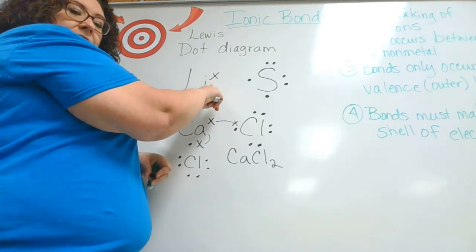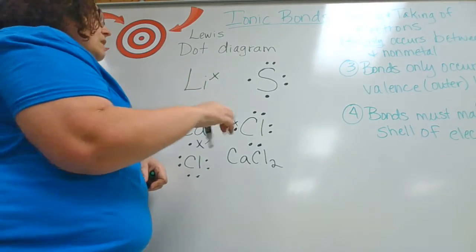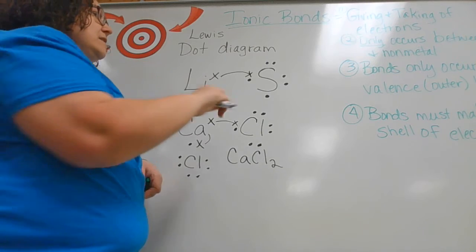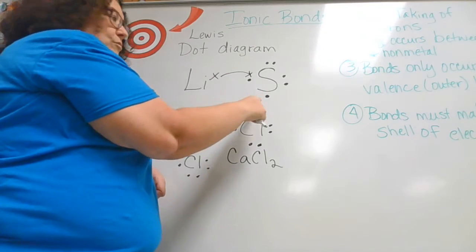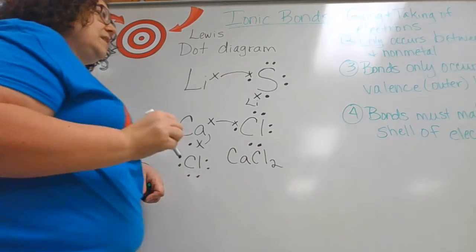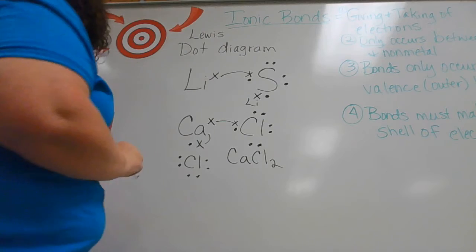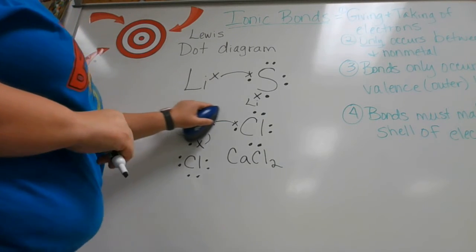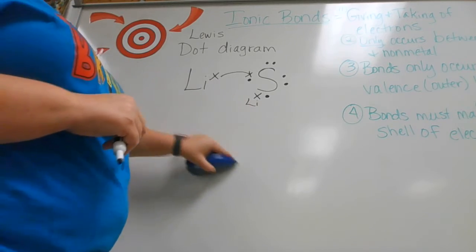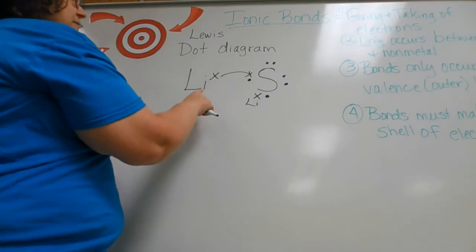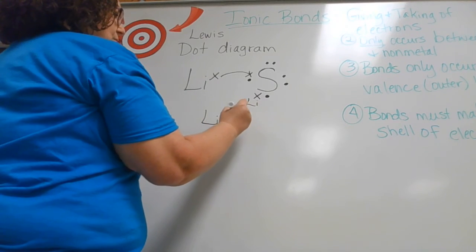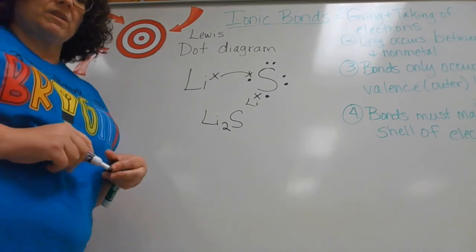Lithium can only give it 1 at a time. So we can go ahead and bond it here. And then you've got another open spot right here where you can place another lithium and put it right there, okay? I'm going to erase this right here. And to write this formula, because you have 2 Li's, it's going to be Li2S. Okay.